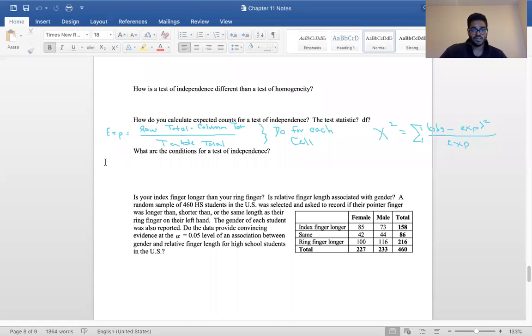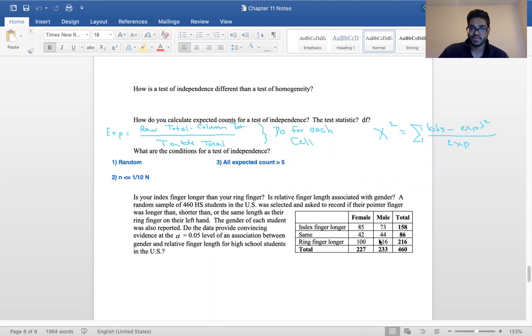Conditions don't change either, which is nice. So you still have random. You still have n has to be less than or equal to 1/10 big N. And then you also have all expected counts need to be larger than 5. And again, the thing that's going to take the most amount of time is going to be finding the expected counts.